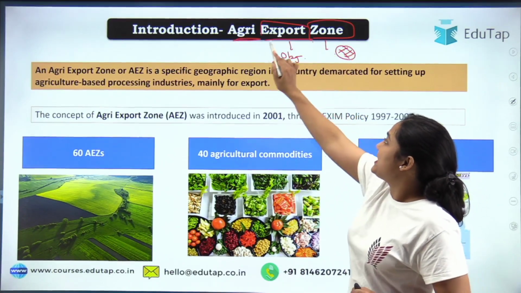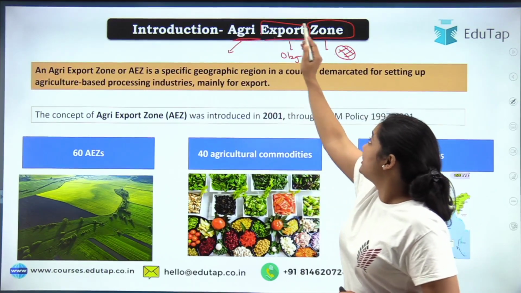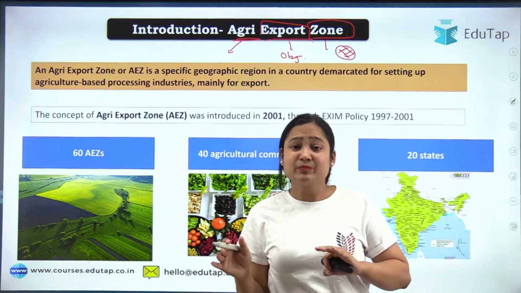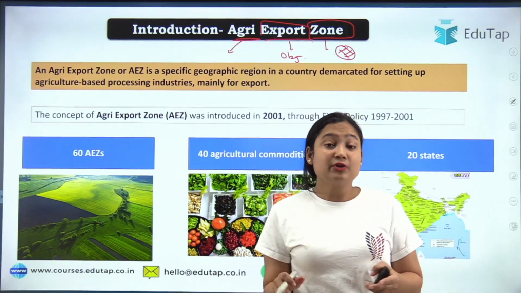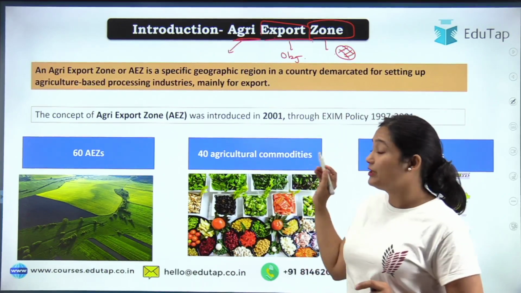So agriculture export zone means we are exporting agriculture commodities, and we have classified the area according to that only. As I think you all know, we have discussed the agroclimatic zones, which are the zones found in India.